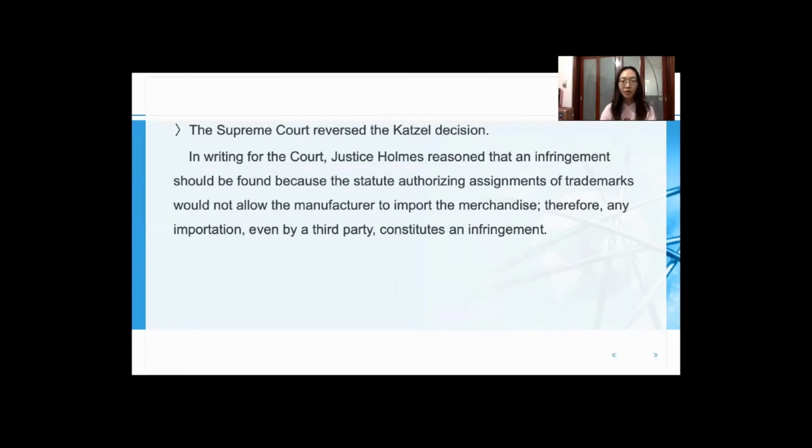And the Supreme Court finally reversed the Katzel decision. Writing for the court, Justice Holmes reasoned that an infringement should be found because the statute authorizing assignment of trademarks would not allow the manufacturer to import the merchandise. Therefore, any importation, even by a third party, constitutes an infringement.